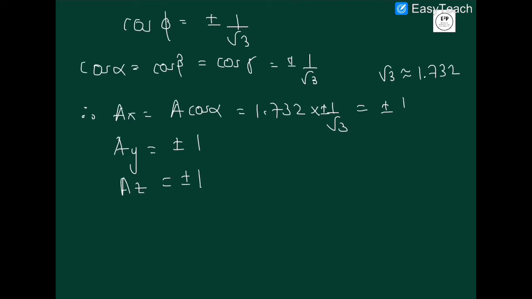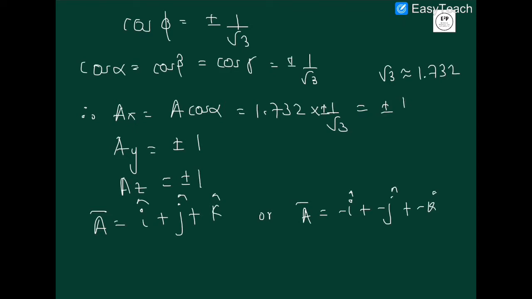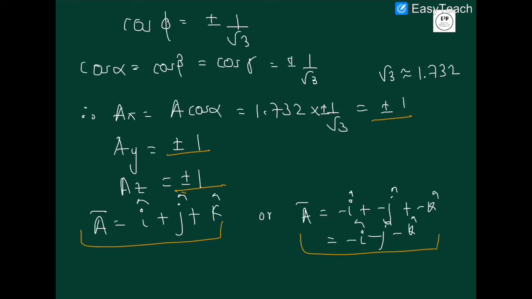Now if we take the vector A bar, it will be either i plus j plus k, or it will be minus i minus j minus k. So the values of AX, AY and AZ are underlined, and the vectors we get from this are these. So that's it for the problem. I guess that's all that it has asked of us.